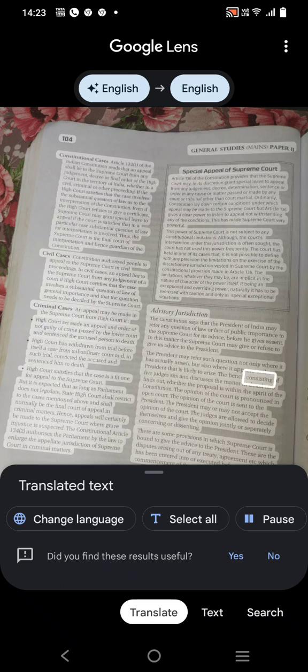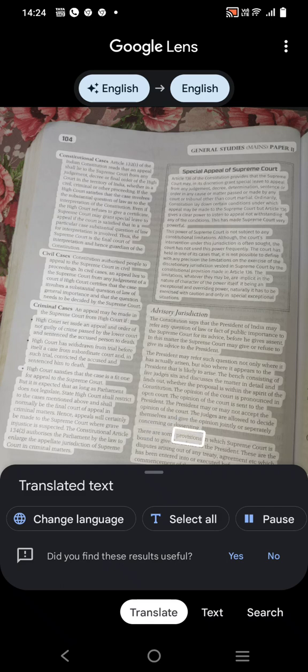A bench consisting of 5 judges sits and discusses the matter in detail and finds out whether the proposal is within the spirit of the Constitution. The opinion of the court is pronounced in open court. The opinion of the court is sent to the President. The President may or may not accept the opinion of the court. The judges are allowed to decide themselves and give the opinion jointly or separately, concurring or dissenting.